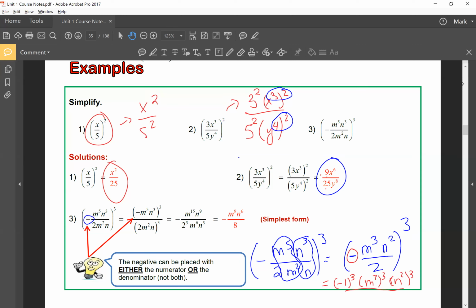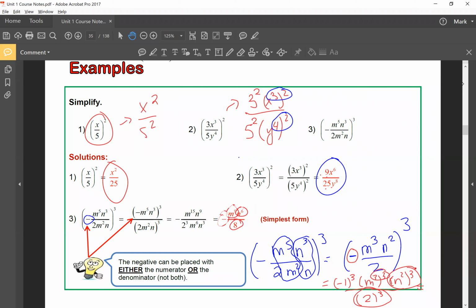Doesn't look like I'm simplifying it, does it? And I'm going to cube everything. When I say cubing, I'm raising it to the power of 3, everything. So -1 to the power of 3 is still a -1. m cubed to the power of 3 is m^9. n squared to the power of 3 is n^6, and 2 cubed to the power of 3 is 8. And that's where we get our answer above.